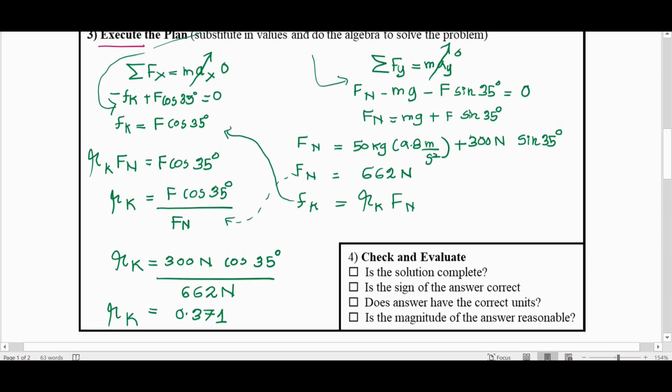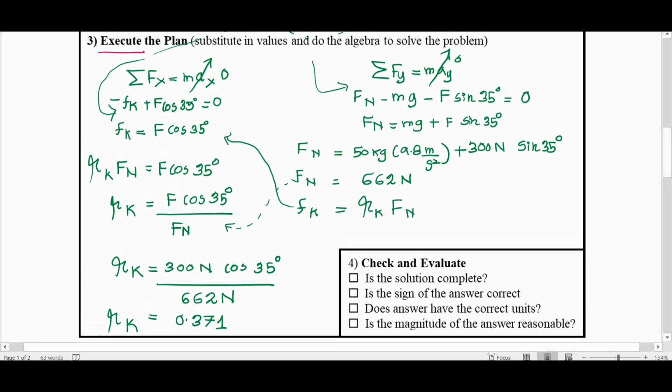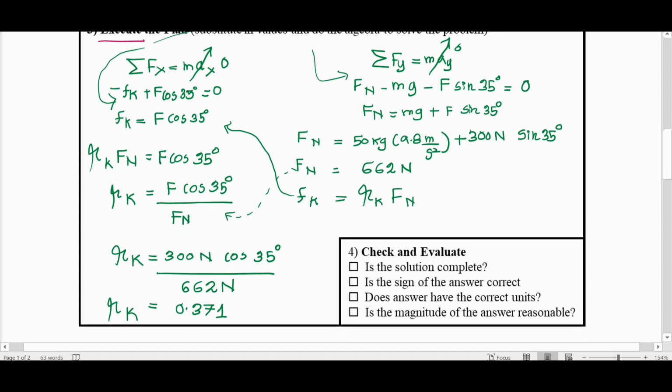So let's check and evaluate. Is the solution complete? Yes, it is complete. We solved for mu k. Is the sign of the answer correct? There's actually no unit, and the magnitude of the answer is reasonable, less than 1. So understand the process, guys.